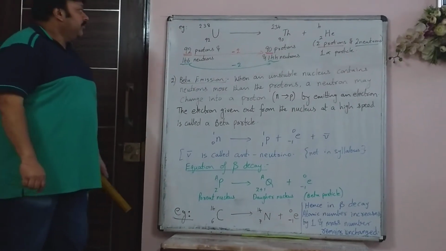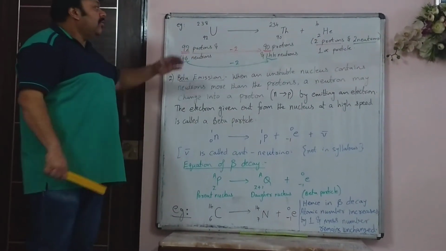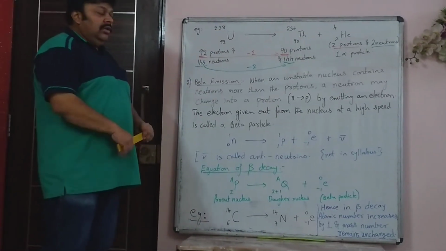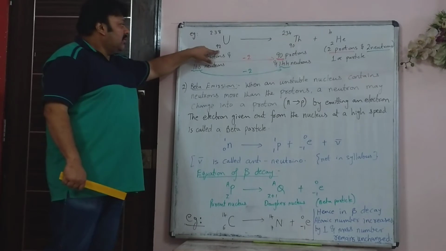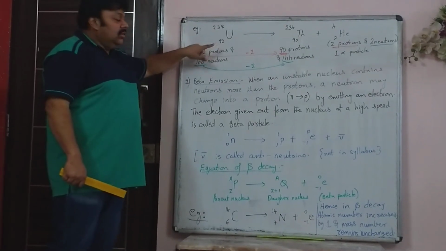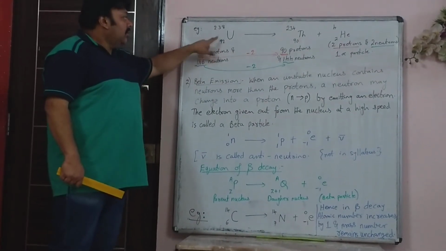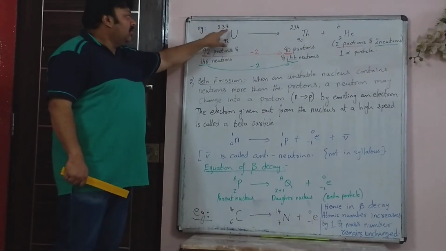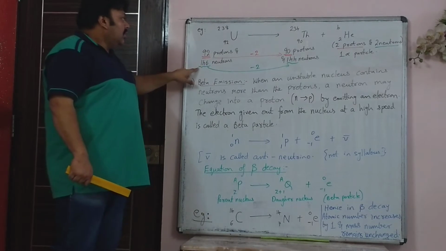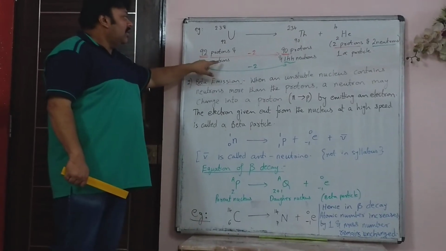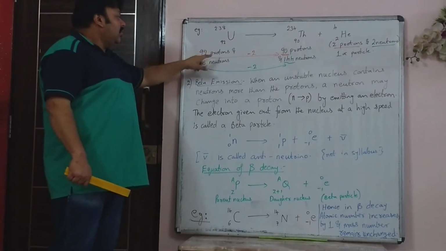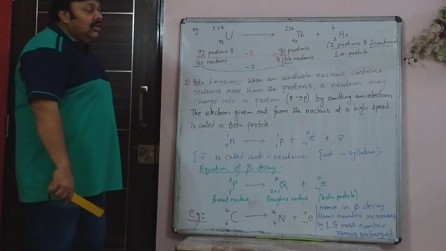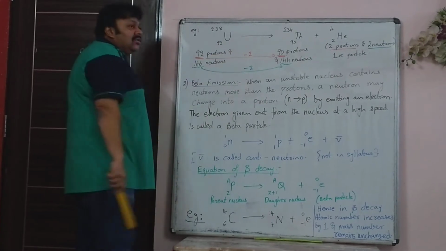So here we are seeing the example of alpha decay for uranium 92-238. As you know, this is the number of protons. So 92 protons are there, and 238 minus 92, that is 146 neutrons are there. So 92 protons and 146 neutrons are in the nucleus of uranium. Let's see what happens when it emits an alpha particle.